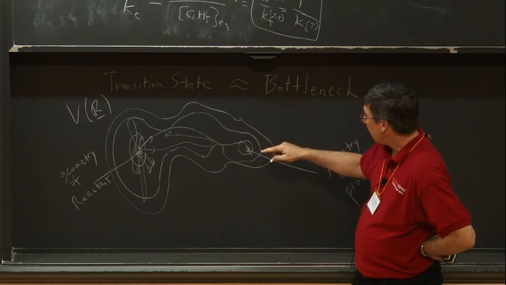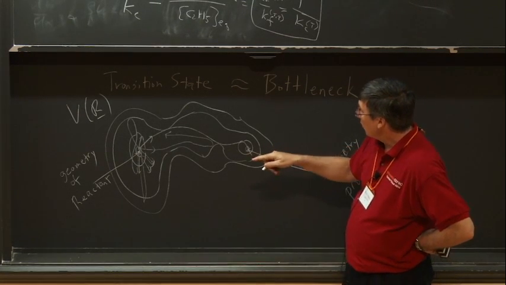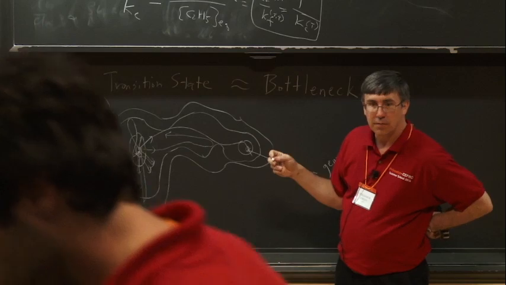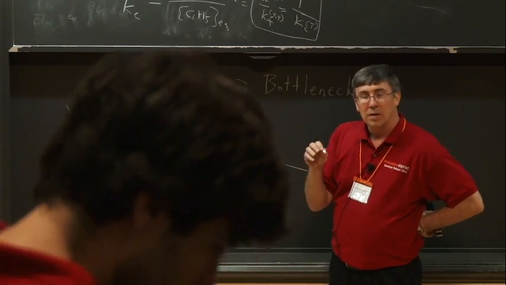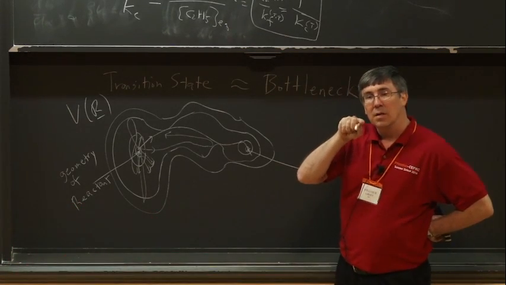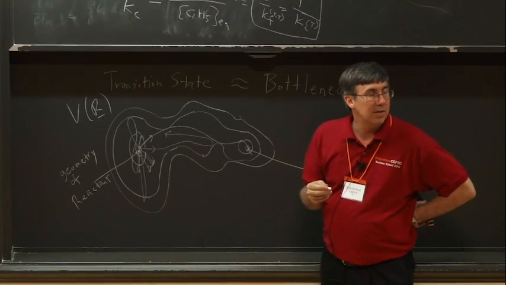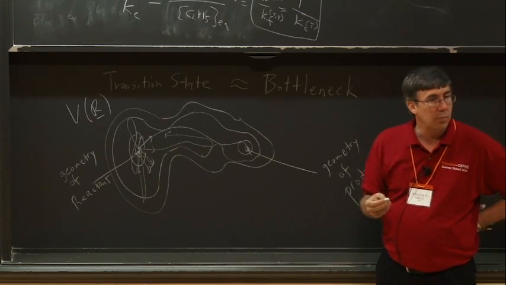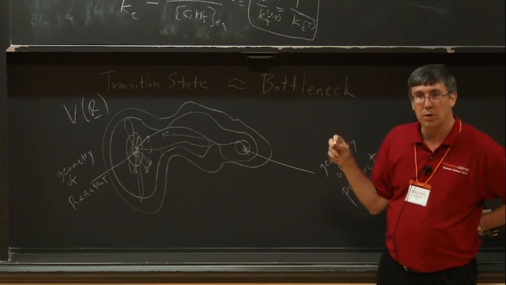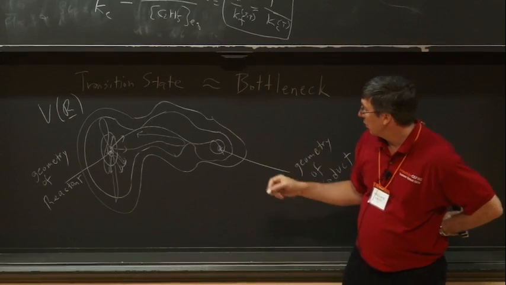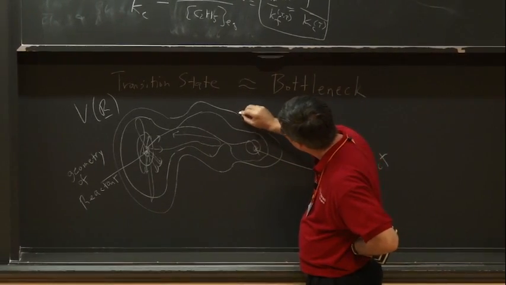When I'm trying to assess where to put my dividing surface, I want to find the place where not very many things cross this dividing surface and turn around and go back. Because my assumption is that I'm not going to have any recrossing when I compute the rate coefficient. So I want a dividing surface that separates it. Here, maybe I would choose the dividing surface to be something like this.